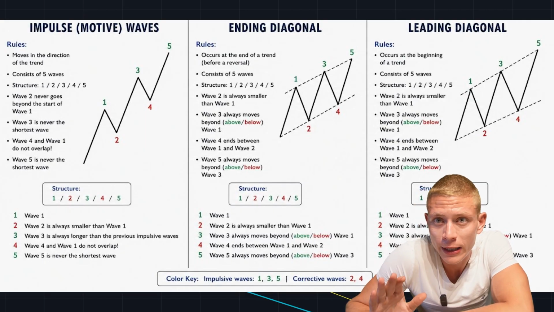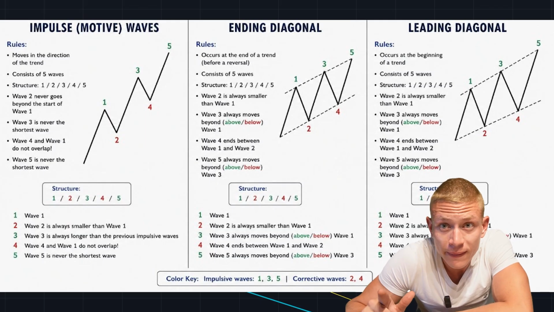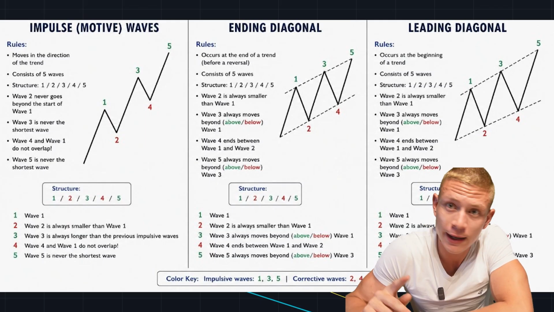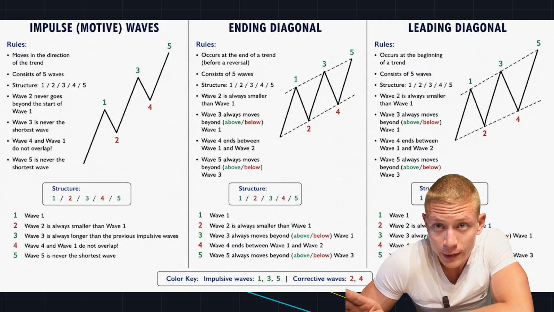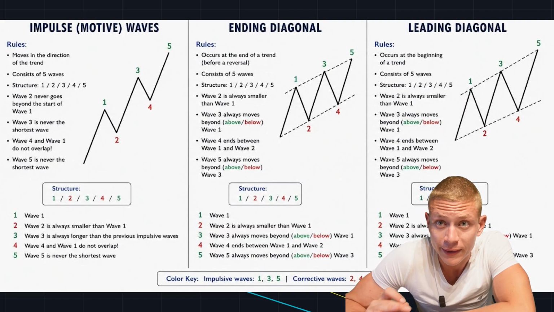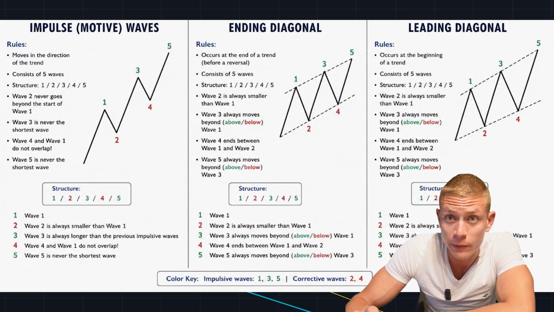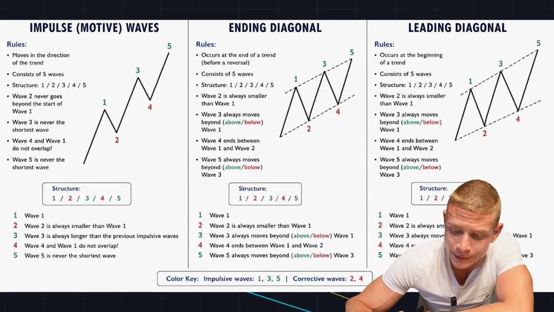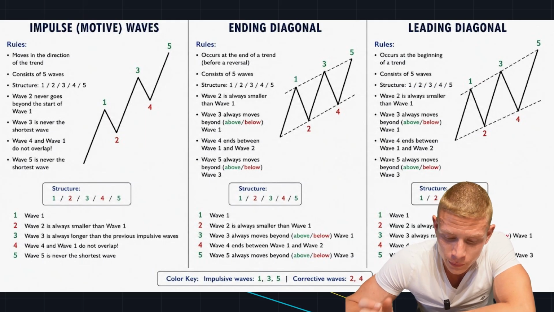All the corrections, we label them with letters like A, B, C, W, X, Y, W, X, Y, Z, A, B, C, D, E. That will be the corrections. But all the impulses, they all have 5 waves, and they are all labeled with 1, 2, 3, 4, 5. Okay, in all the 3 different impulses we have.